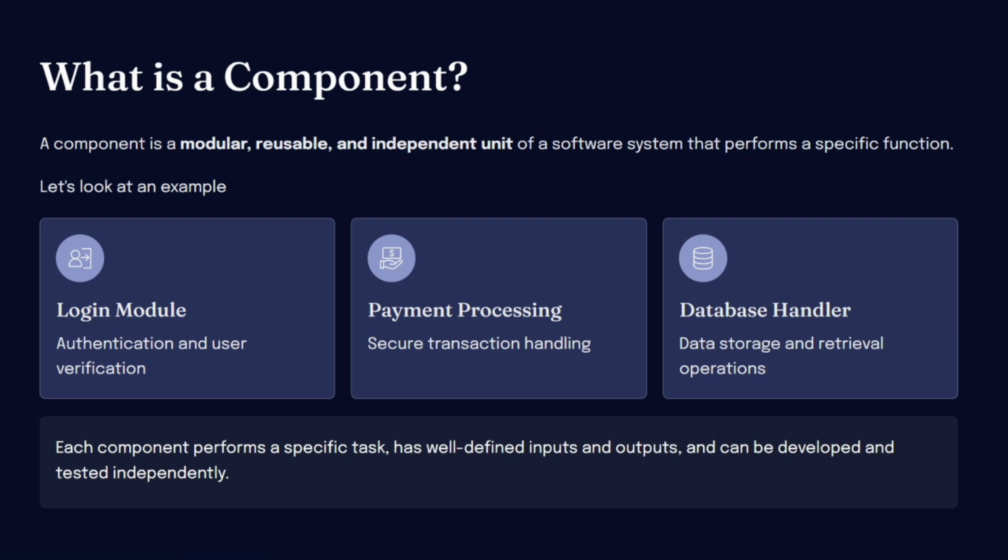So we have seen that each component performs a specific task, has well-defined inputs and outputs, and can be developed and tested independently. As we have seen in this example, each of these components has a specific responsibility. Login handles authentication, payment handles transactions, and the database handler manages data. Together, they form a complete system while still remaining independent and reusable.